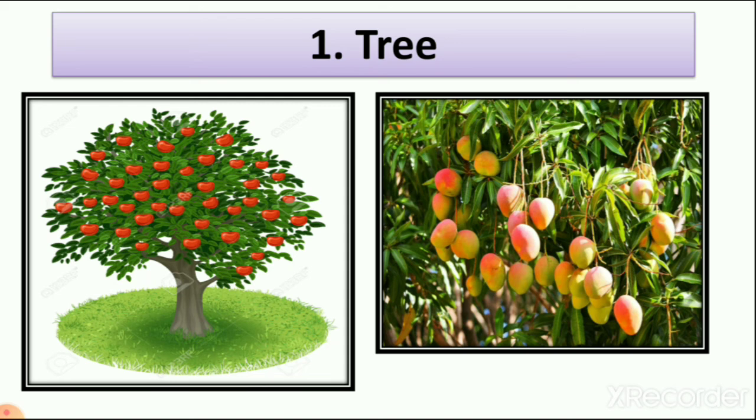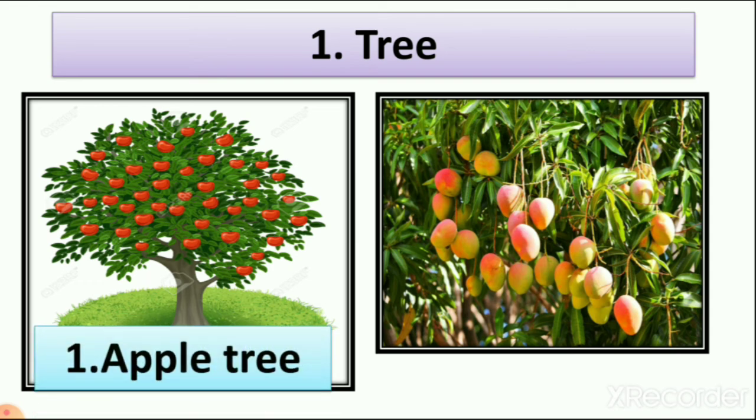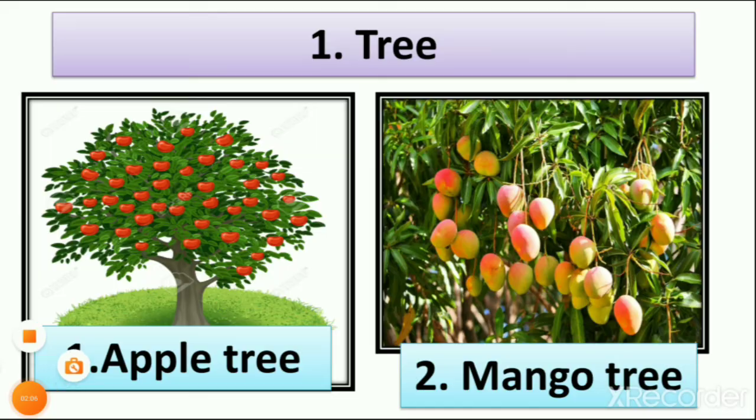So here you can see 2 names of the tree which we write, and let's write the spelling of these trees. So first is apple tree. So we write the spelling of apple tree. And second is mango tree. So here you can see 2 names of tree, apple tree and mango tree.